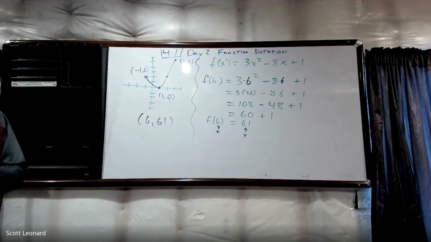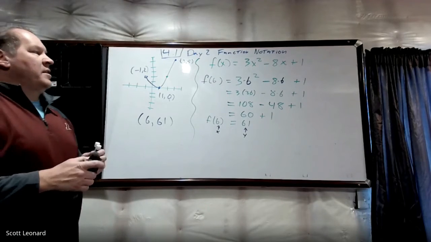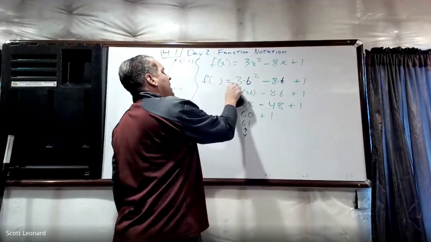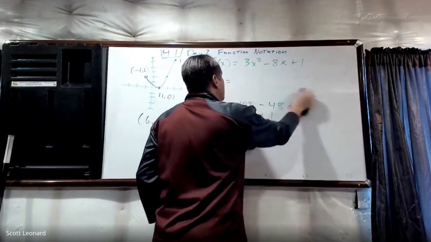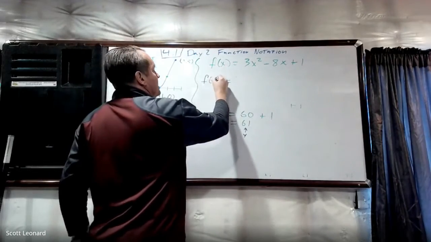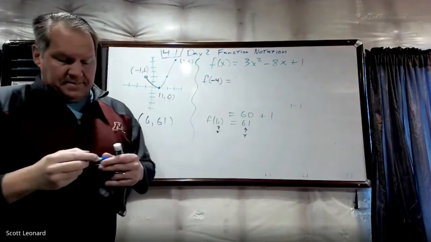I would like you guys now, I'm going to give you a different number. Same function. We'll plug in a negative number. Let's try f of negative 4. You guys can do that one.